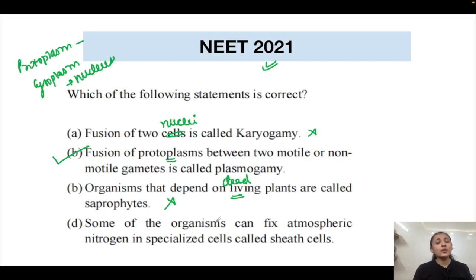Statement D is saying some of the organisms can fix atmospheric nitrogen in specialized cells called sheath cells. No, this statement is incorrect, because those cells are known as heterocysts, which are the specialized cells that can fix atmospheric nitrogen. The example was Nostoc. We studied in Kingdom Monera that heterocysts were present in Nostoc. So the correct answer is option number B.